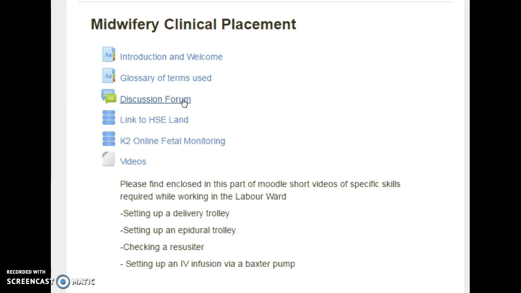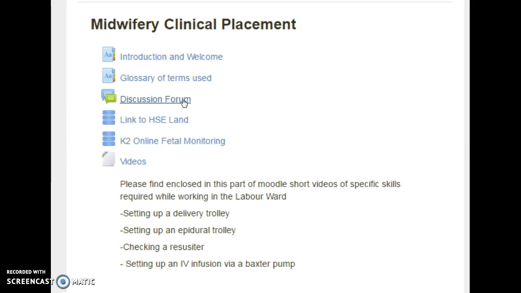Discussion forum is next, and discussion forum will be very important in this because the students work across sites. They work in Our Lady of Lourdes Hospital Drogheda, they work in Letterkenny Maternity Unit, and they work in Cavan Maternity Unit. This will allow them to have a discussion forum across all sites if there's any issues being raised.